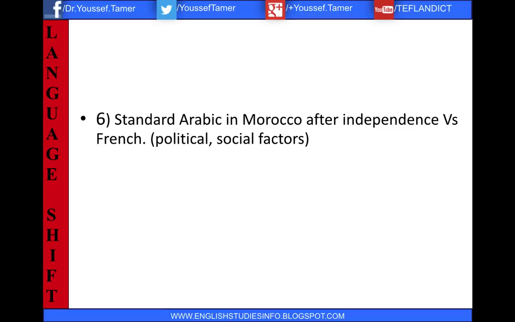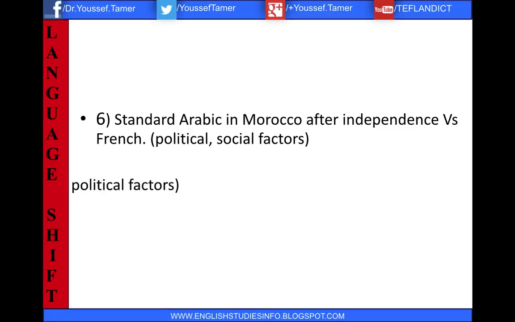because the Moroccans, especially the elite at that time, wanted, for patriotic reasons, to forget about French and stick to our language, our culture, etc. So the elite, social factors there, and then followed up by political factors. So that's another example related to our context. Language shift there, and this language shift has got to do with political and social factors.